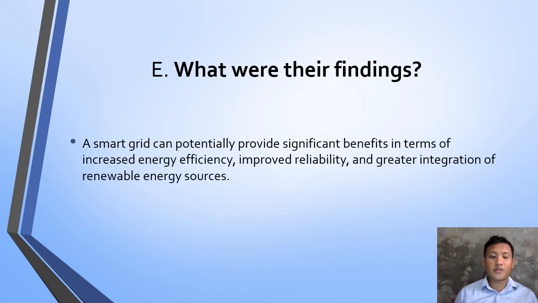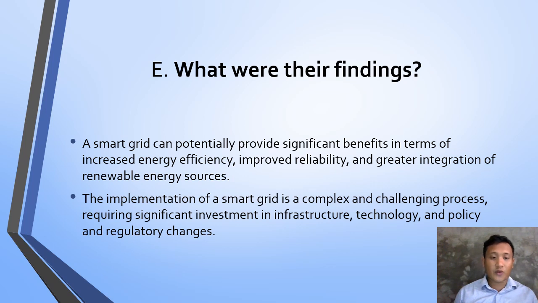Okay, so as I have been reading this, let's go to letter E. What were their findings? So I have here, I think it's four. Their findings were, one, a smart grid can potentially provide significant benefits in terms of increased energy efficiency, improved reliability, and greater integration of renewable energy sources.